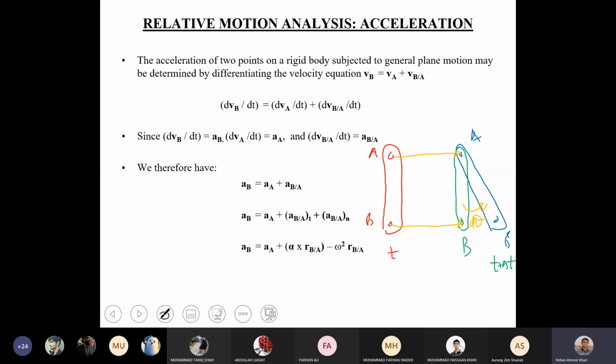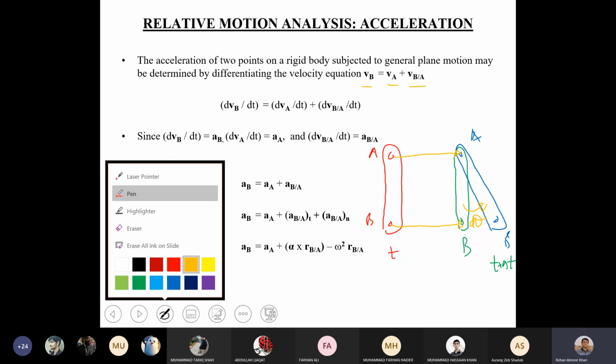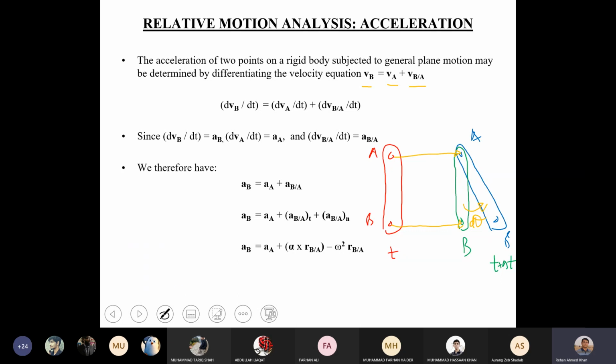So the relative velocity equation was written as vB equal to vA plus vBA, where vB and vA represent the absolute velocities of points A and B, and vBA represents the relative velocity of B with respect to A. Now in order to perform the acceleration analysis, we are going to differentiate this equation with respect to time. So differentiating this equation with respect to time, the first term would become dvB over dt, the second term would become dvA over dt, and the third term would become dvBA over dt.